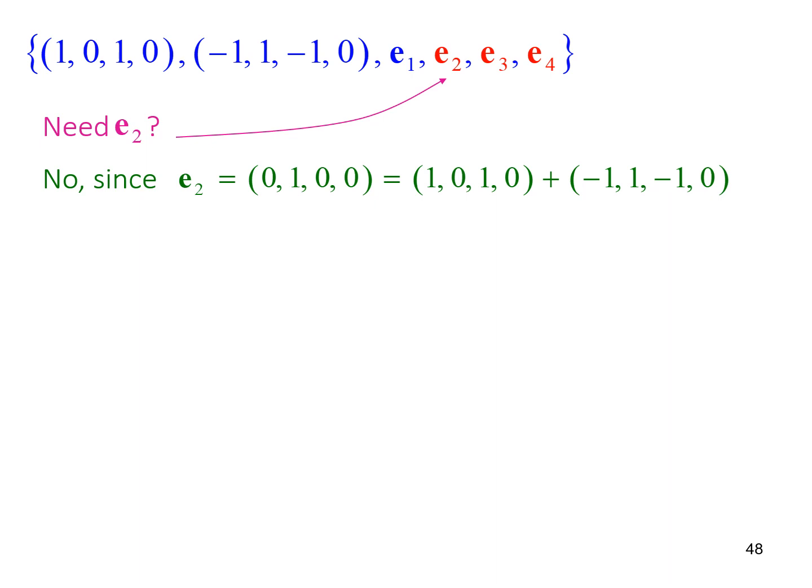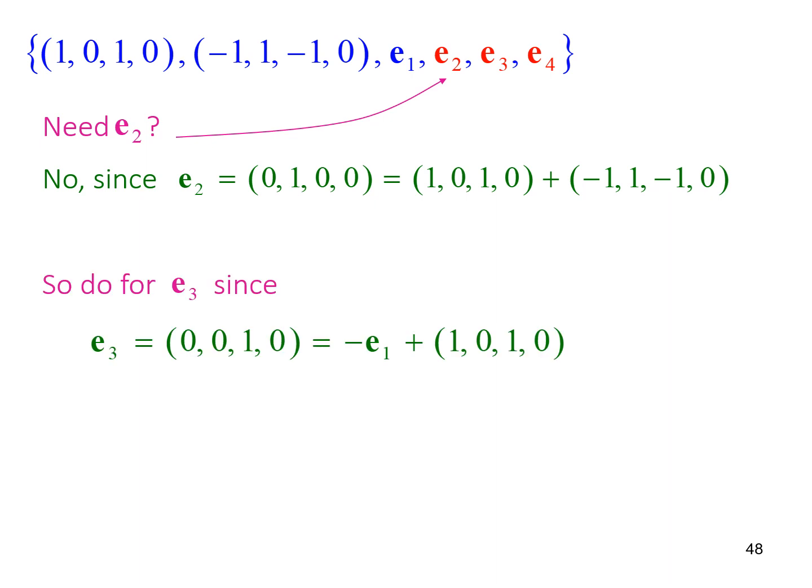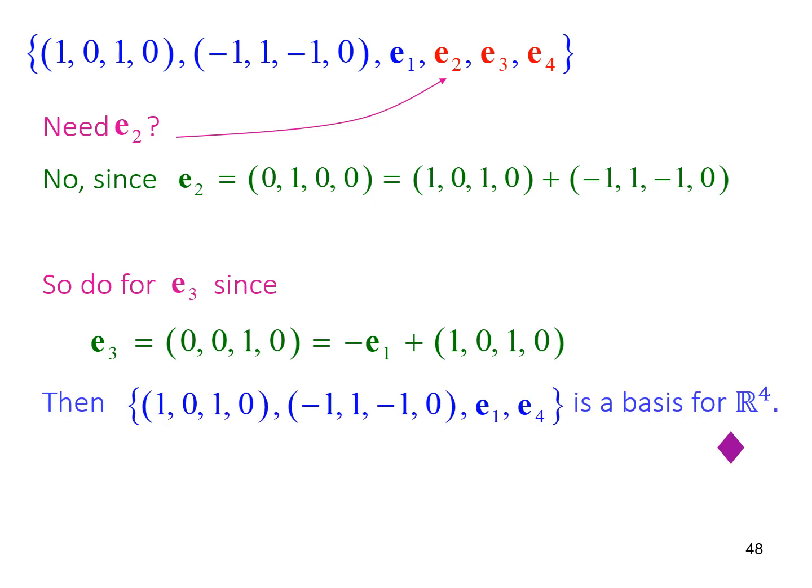e2 will not be included in the set S because e2 is a linear combination of the previous vectors. The same goes for e3. So what is left is e4. Since we need another vector, e4 will be included. So the set with 2 vectors, together with e1 and e4, forms a basis for R4.